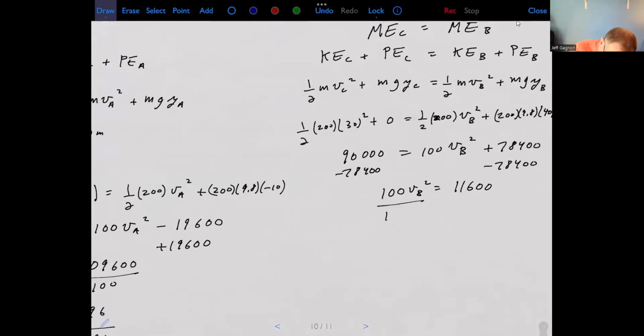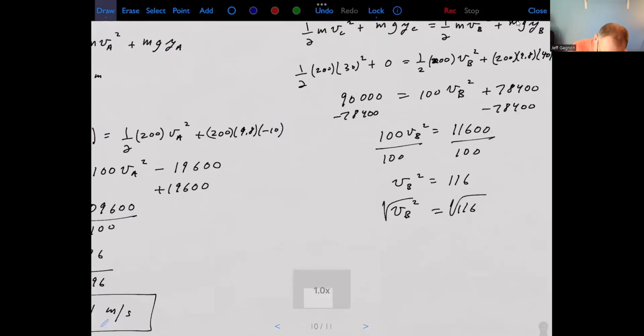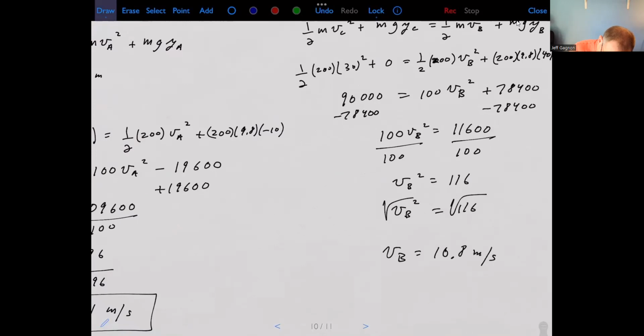Now divide by 100. So VB squared is equal to 116. And now finally take the square root of both sides. We want the positive square root. So VB in this case turns out to be like 10.8 meters per second. So that would be my speed at position B.